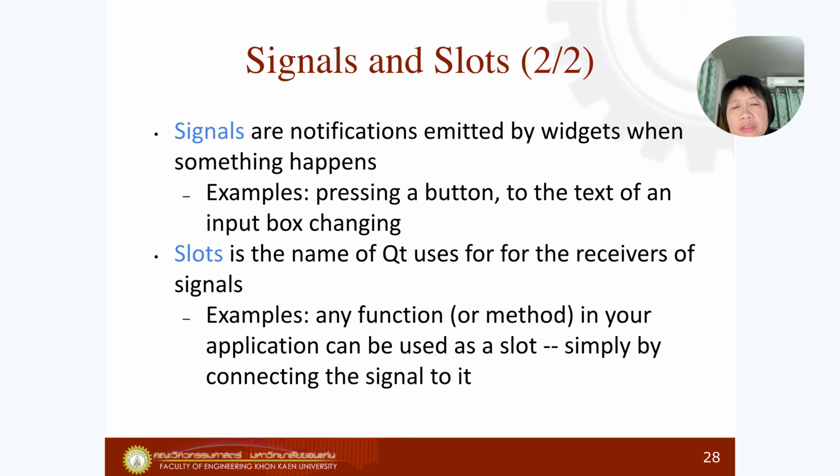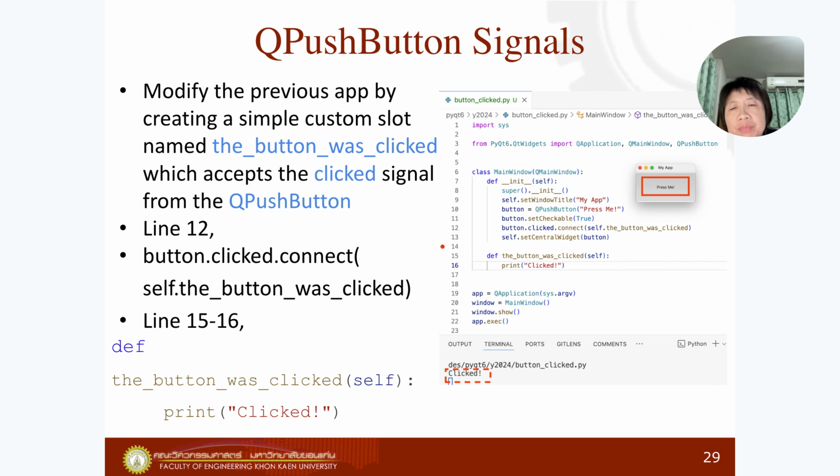So signals are notifications emitted by widgets when something happens, like when we press a button, or when someone enters text in the input box. And slot is the name Qt uses for the receiver of signals. Examples of slots are functions or methods in the application, which will be connected to a signal.